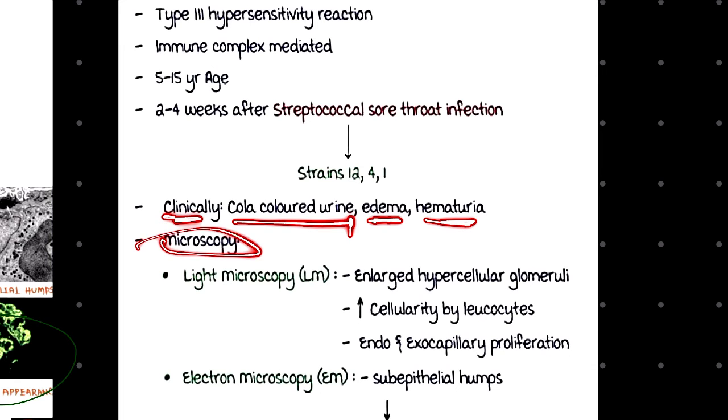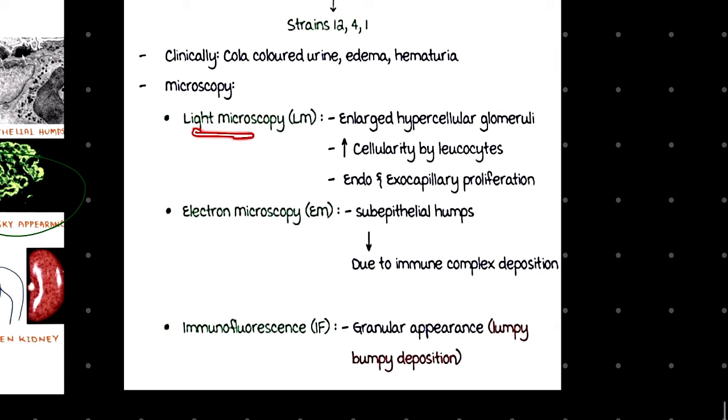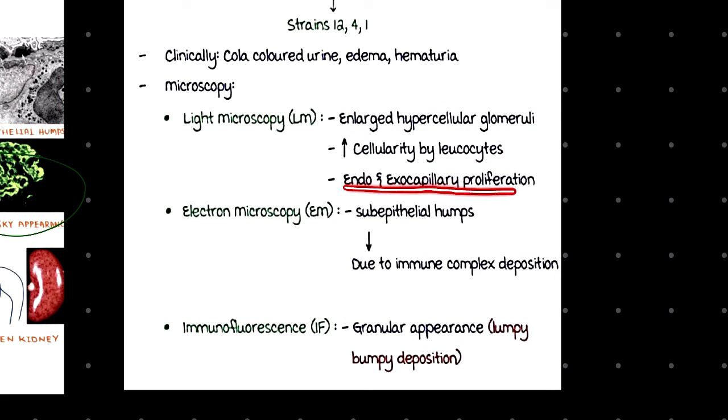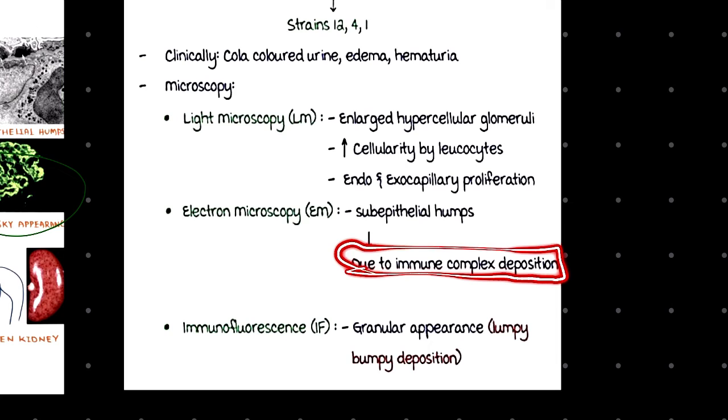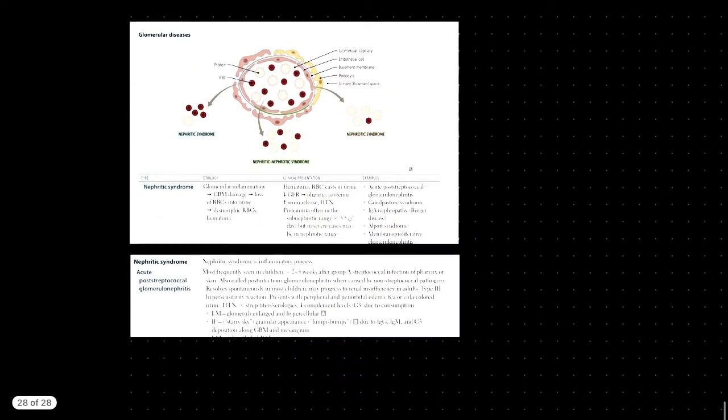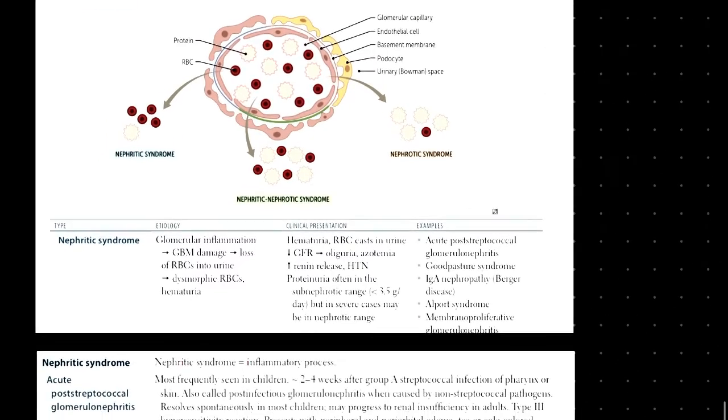Microscopically, in light microscope we'll find enlarged hypercellular glomeruli, with increased cellularity by leukocytes, and endo and extracapillary proliferation. In electron microscope we find humps, due to immune complex deposition. And in immunofluorescence we find lumpy bumpy deposits and also a starry sky appearance. So without delay, let's go toward the content of our First Aid.